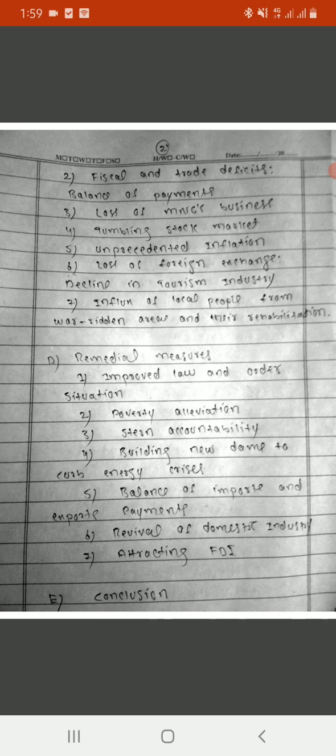Because of it we have many more imports than our exports and remittances. Every year we need to balance the payments, and for that we go to the IMF and our friendly countries in order to narrow the gap between imports and exports. Then loss of small and medium businesses, then the tumbling stock market.